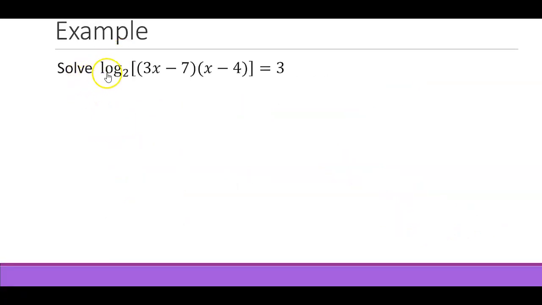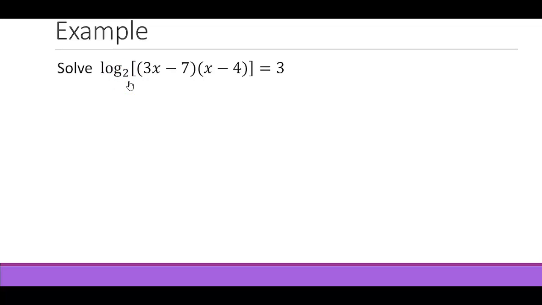In this next example, we'll solve log base 2, and then I have this product inside the log. I have the quantity 3x minus 7 times the quantity x minus 4, all that's in log base 2, equals 3. So I still just have one logarithm equals a number, so I can use either the idea of rewriting this as an exponential expression or exponentiating both sides. So it doesn't matter how I think about it. I don't have to do it both ways.